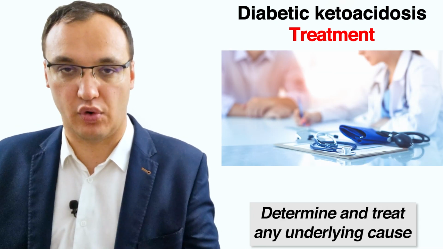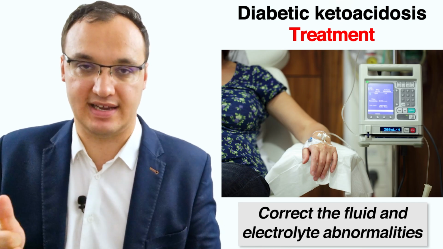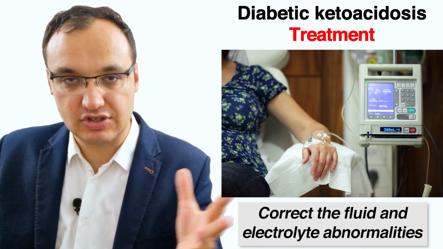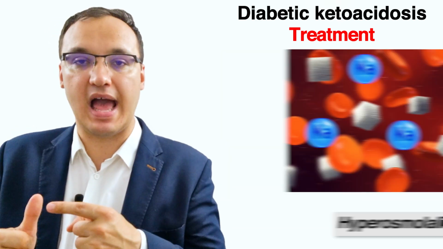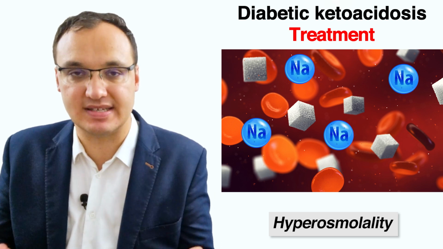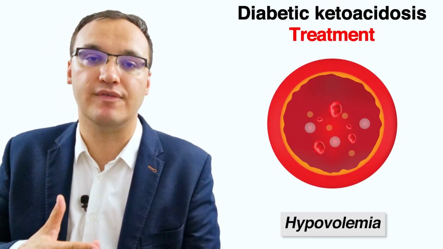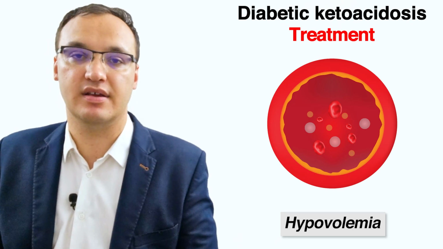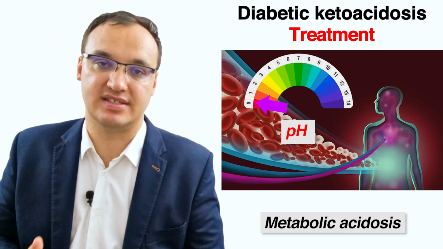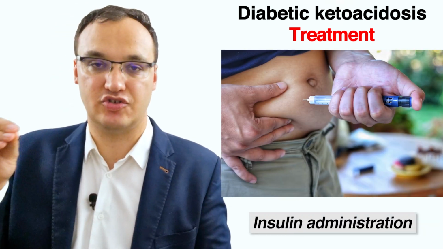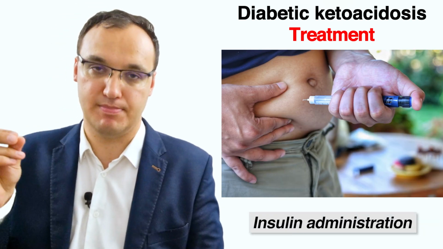And the treatment involves correction of the fluid and electrolyte abnormalities. That is the most important thing, because these are very typically present, and these are hyperosmolality, a high concentration of substances in the blood. We can also have hypovolemia, which is a decrease of volume of circulating blood in the body, and we have metabolic acidosis. Correcting now potassium depletion and the administration of insulin is very important also.